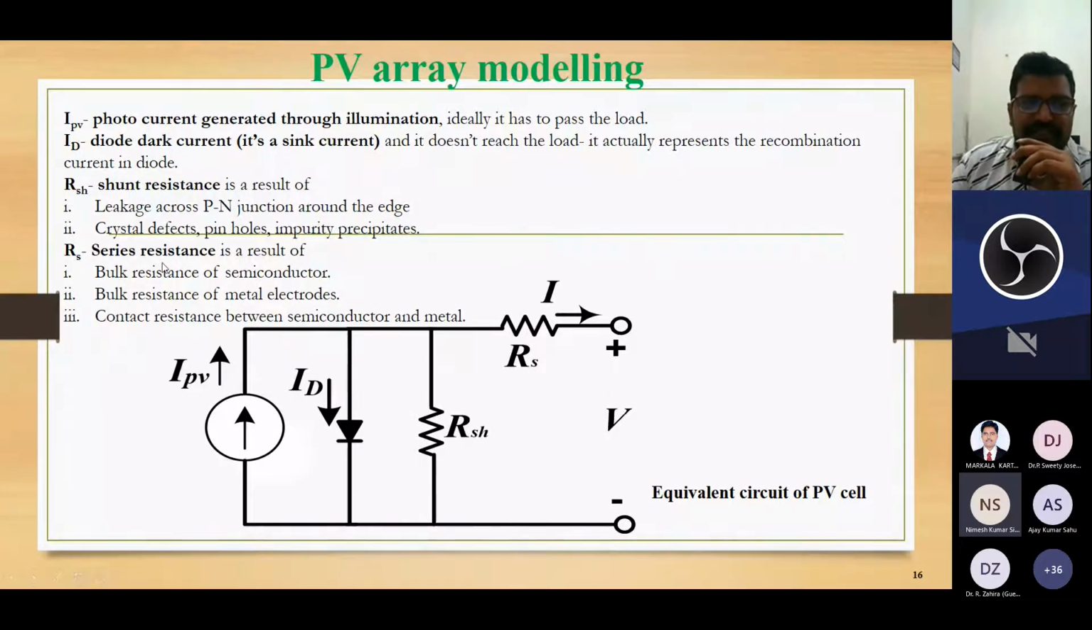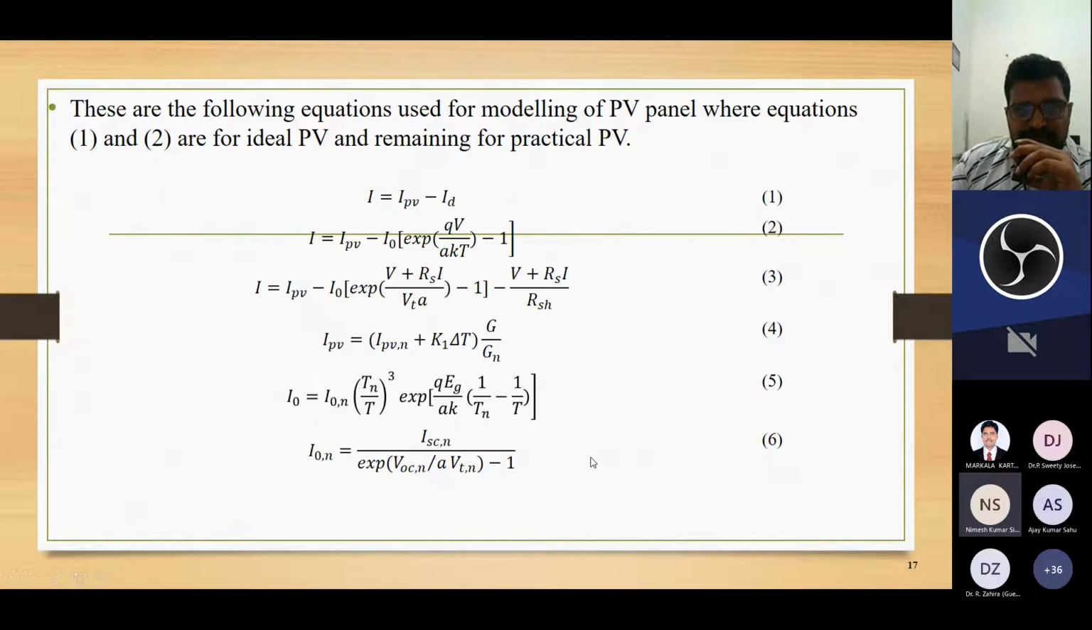Similarly, RS is the series resistance due to the bulk resistance of the semiconductor and metal electrodes and the contact resistance with the semiconductor. In order to account for the losses of the semiconductor material, we have taken the losses in terms of RS. So this is the entire equivalent circuit of a single diode model of a PV array.